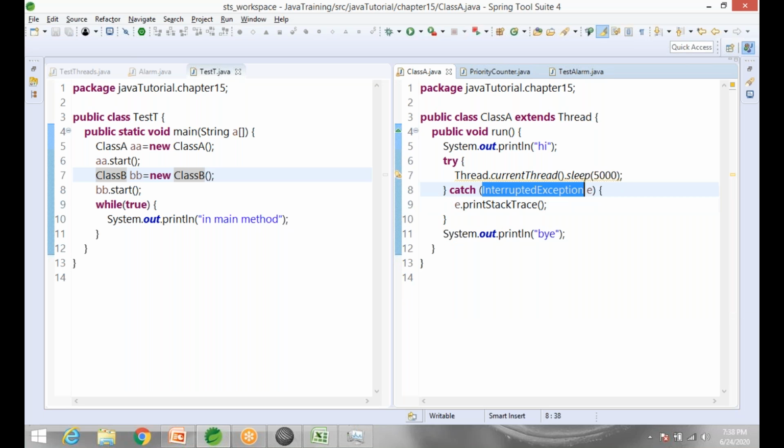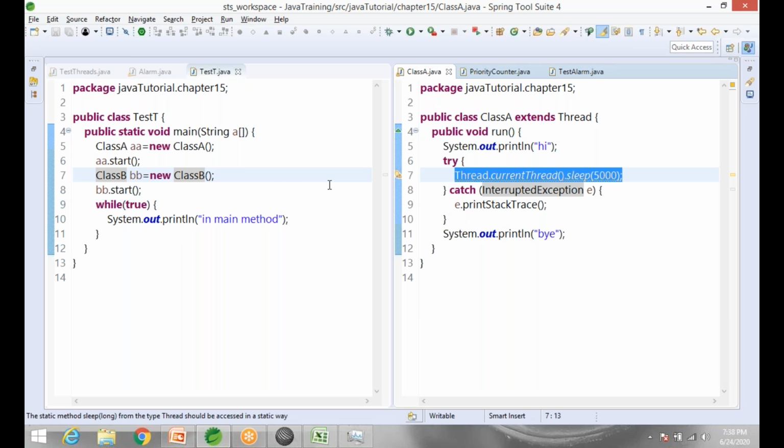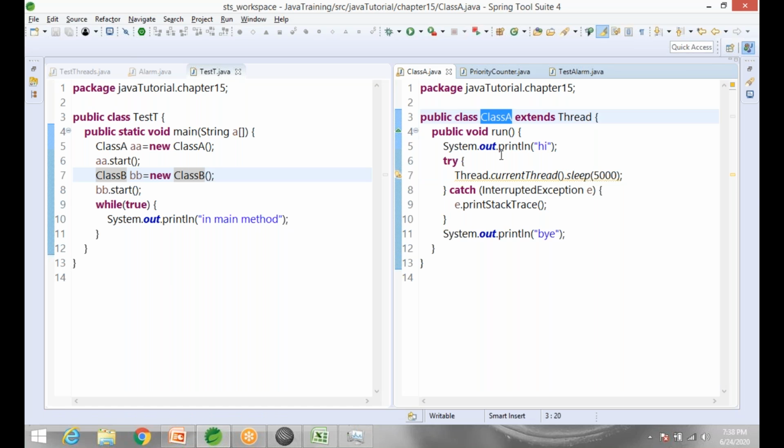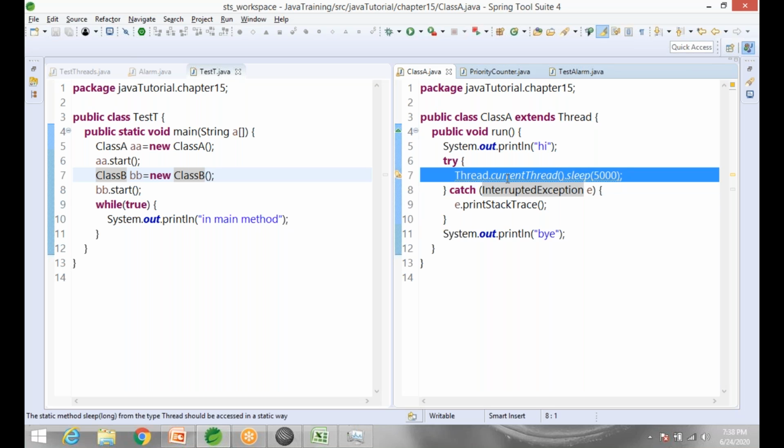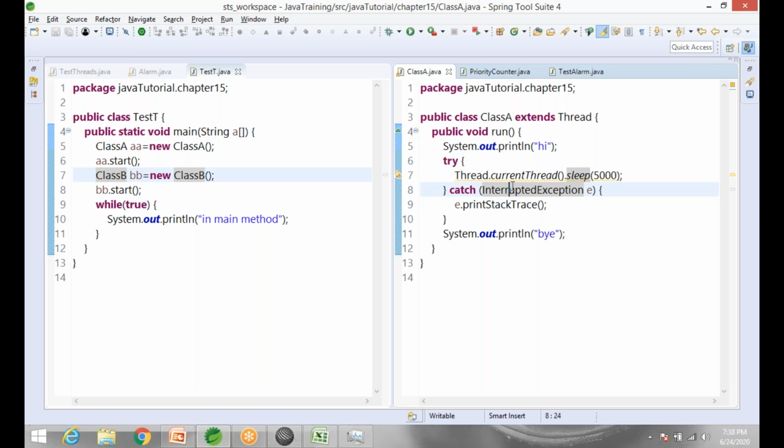All right, so this interrupted exception is when this program is in an idle mode, if another thread tries to wake up this program or interrupt it, there will be an exception, interrupted exception. When it is sitting idle, if someone interferes, you'll get interrupted exception. So the Java program requires you to handle that. Okay, it's a checked or a compile time exception.